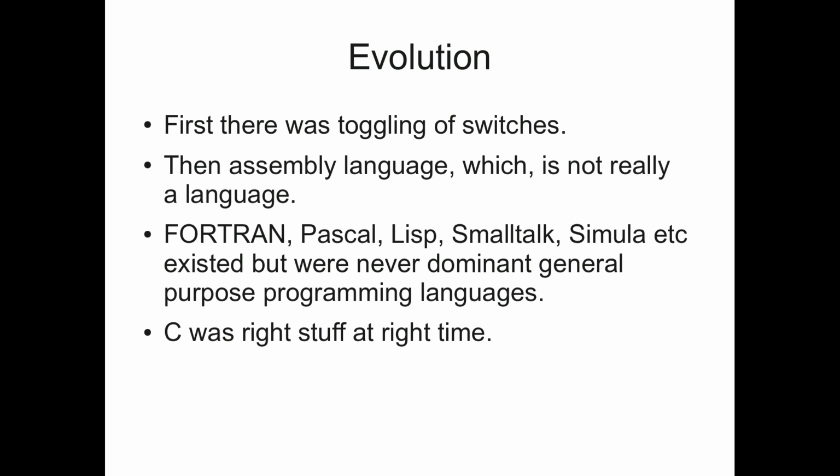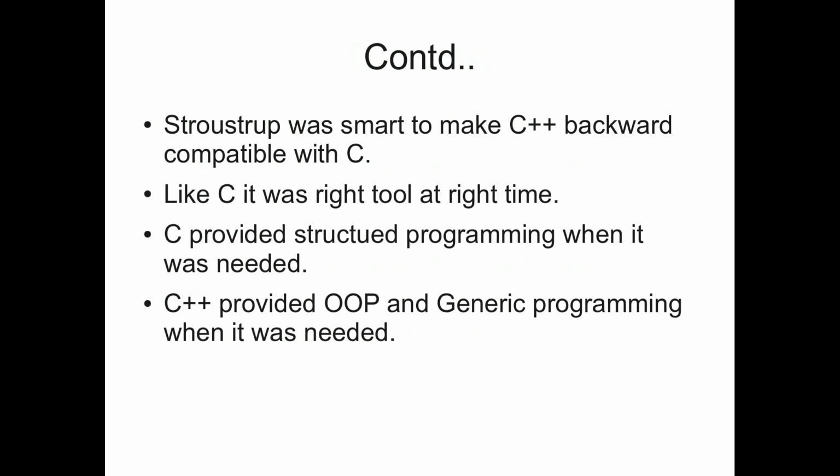Now, why was C popular? C is small, and it came in the 1970s. At that point of time, if you consider its size and you consider the capacity of computers at that point of time, then you will be pretty easily able to understand why C was popular at that time.